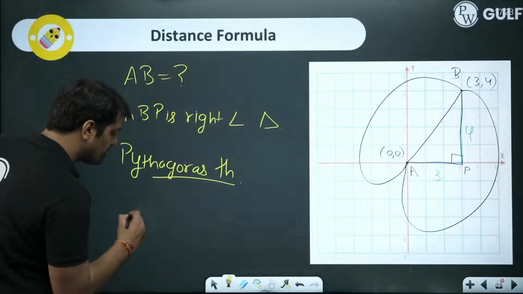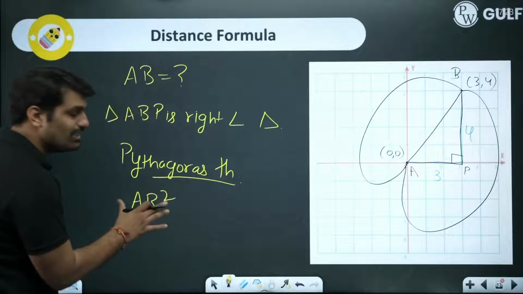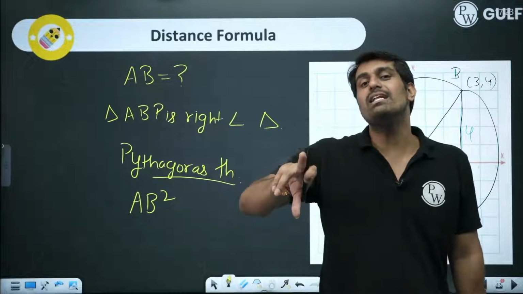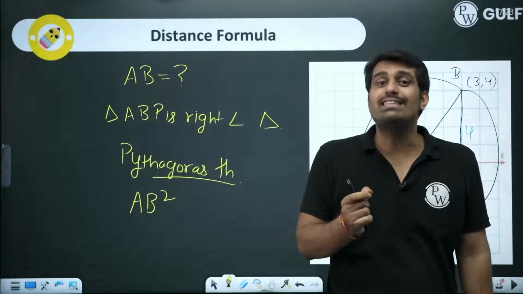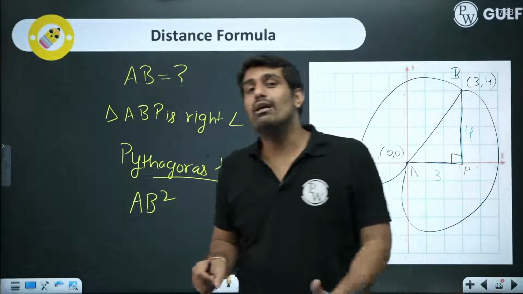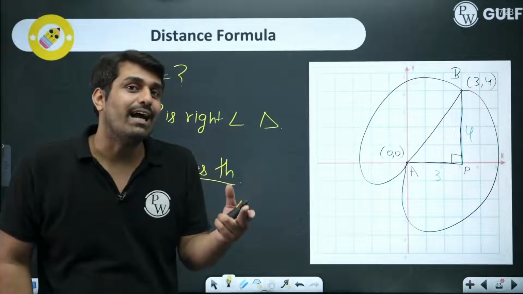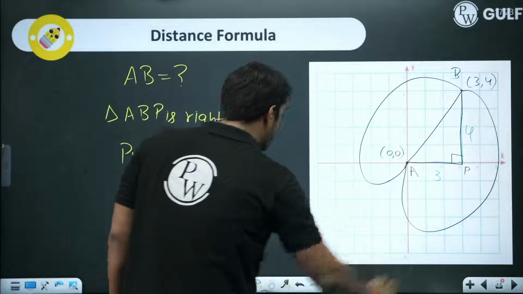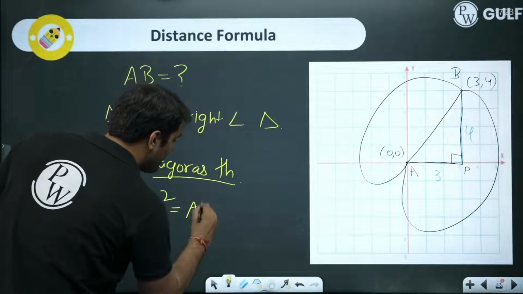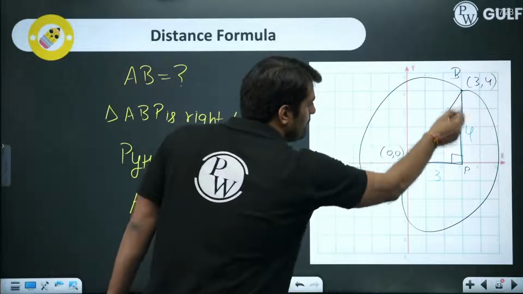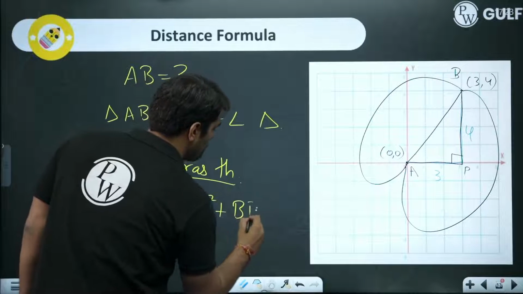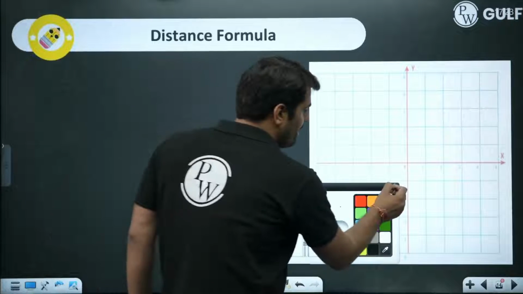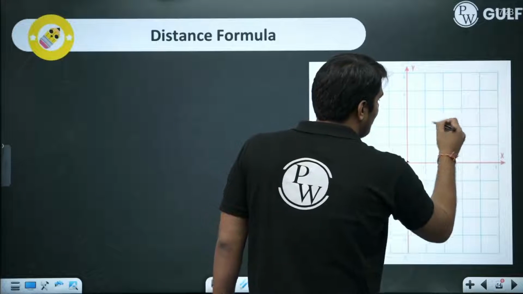So by Pythagoras theorem, if you don't know Pythagoras theorem, listen over here very carefully. Pythagoras theorem says AB square, that means the hypotenuse square, hypotenuse is the longest side, will be equal to the sum of the other two sides square. Other two sides means this one AP, AP square plus BP square. So when you do the calculation for this one, let me draw in the next figure over here so that you get a better clarity. This was 1 point and 3, 4.